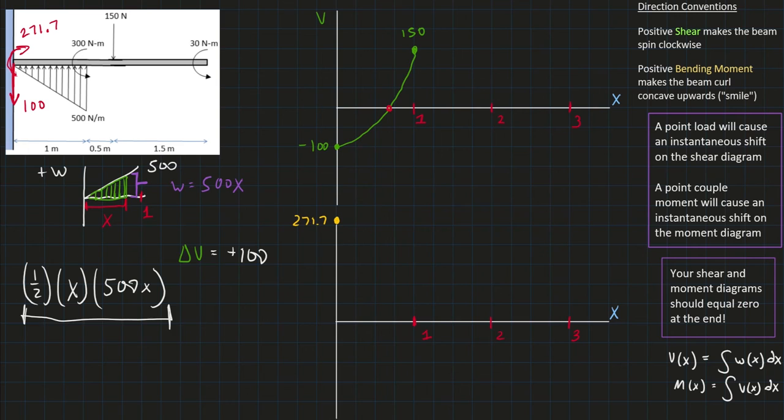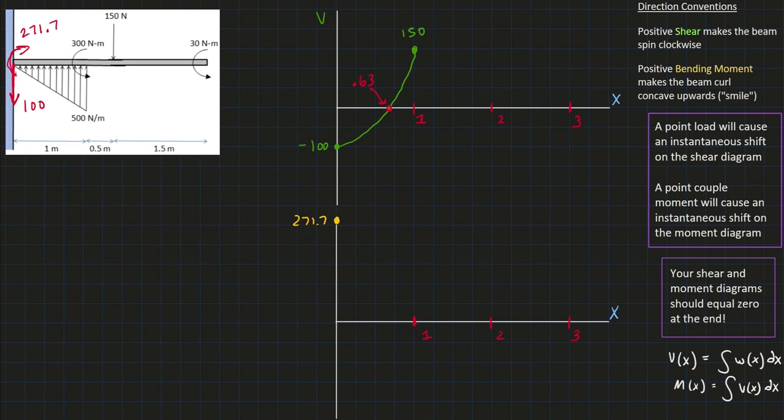So we want this area under our triangle to produce a positive 100. All we got to do is solve for x. In doing that, we get a positive 0.63. And that's good because I'm pretty sure that's what we got last time. Alright, moving on.